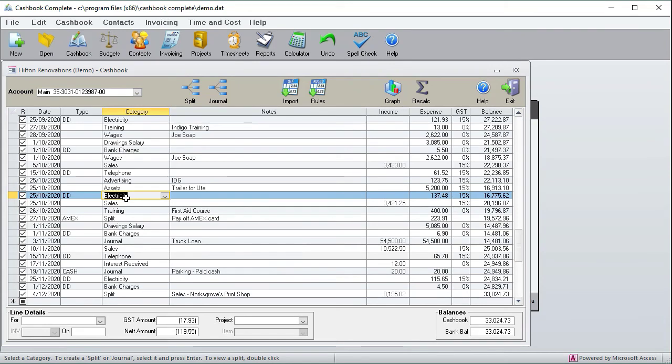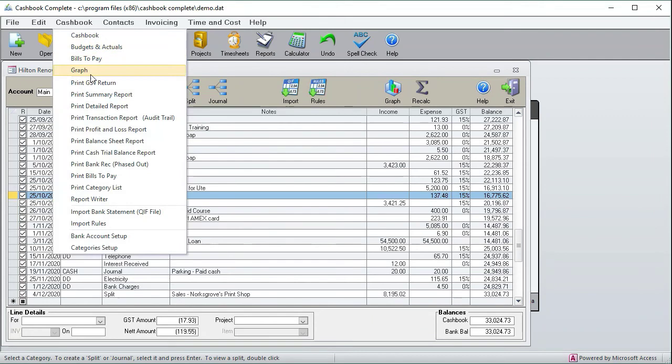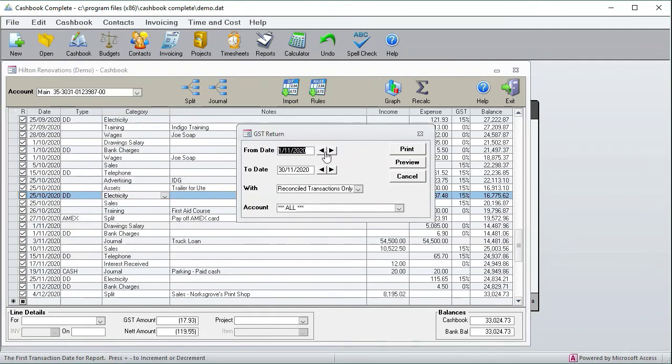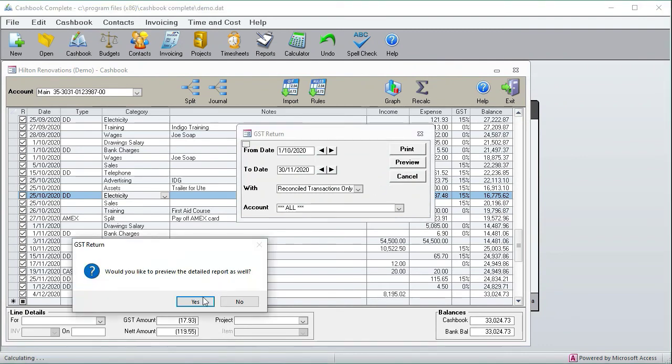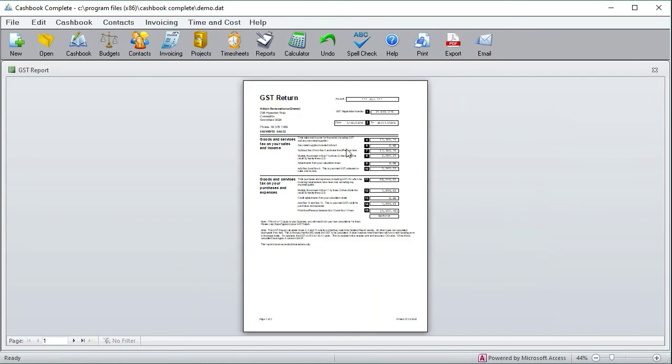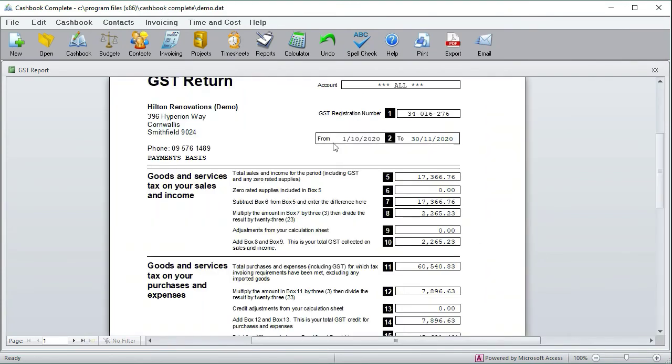Okay, let's have a look at the actual GST report. We'll do it for October and November and hit preview. So there's our GST return, and it's got all the boxes filled out. And I'm just going to show you the detail report.